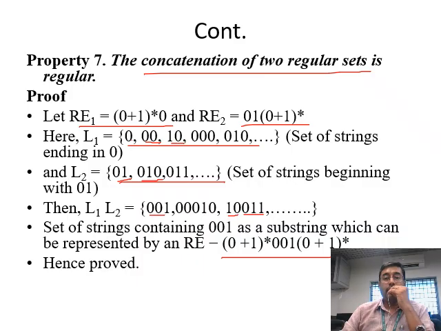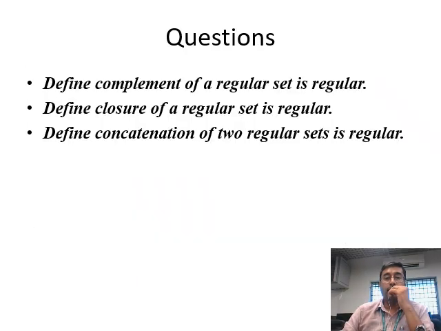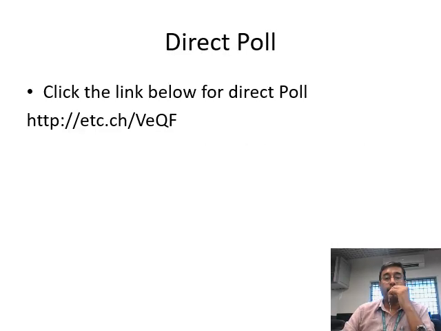So these are the 7 properties of our regular set. From this topic, at last, what we have learned is how we define the complement of a regular set, then how we define the closure of a regular set, then concatenation of regular sets. Okay. Thank you all.